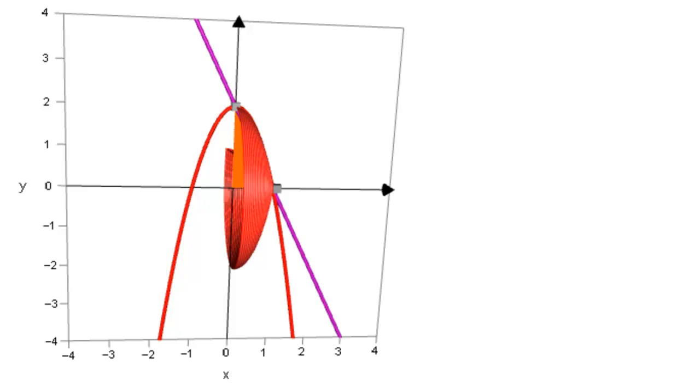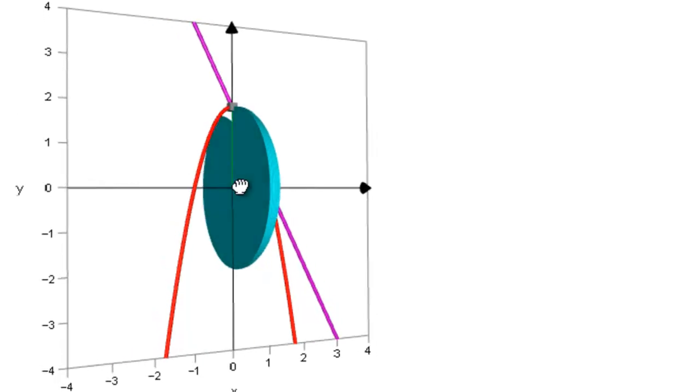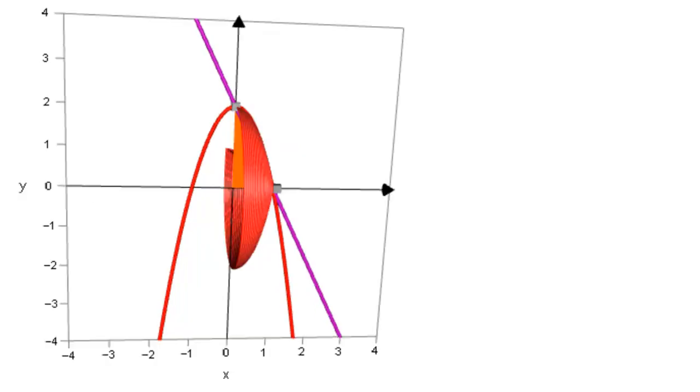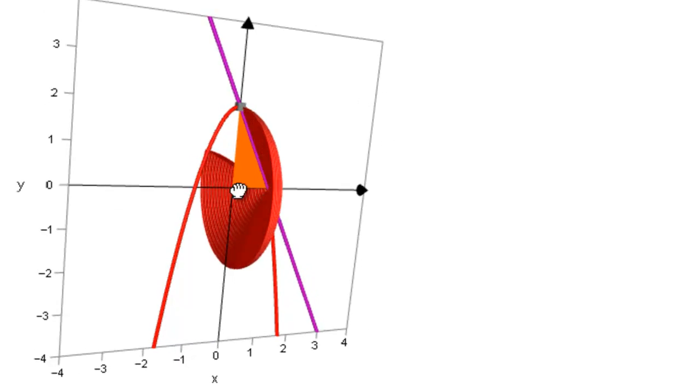Now, if we look at this diagram here, we will see that if we rotate this shaded green region about the x-axis, we get something that is a whole solid without any hollow in the middle. So what's the difference? The difference is over here, we are not rotating the region covered by the orange triangle.